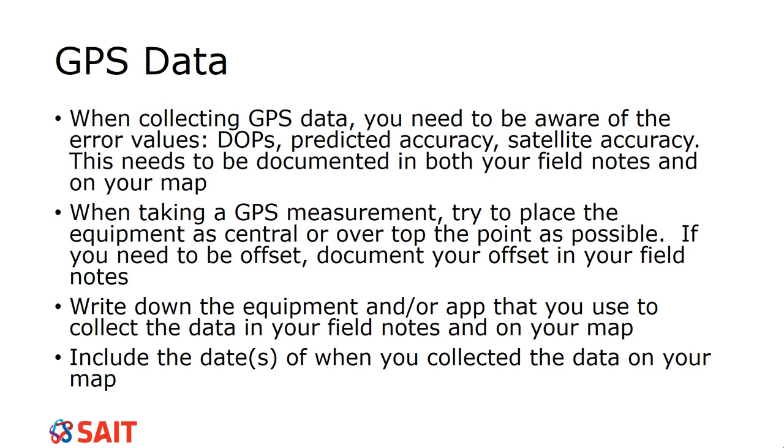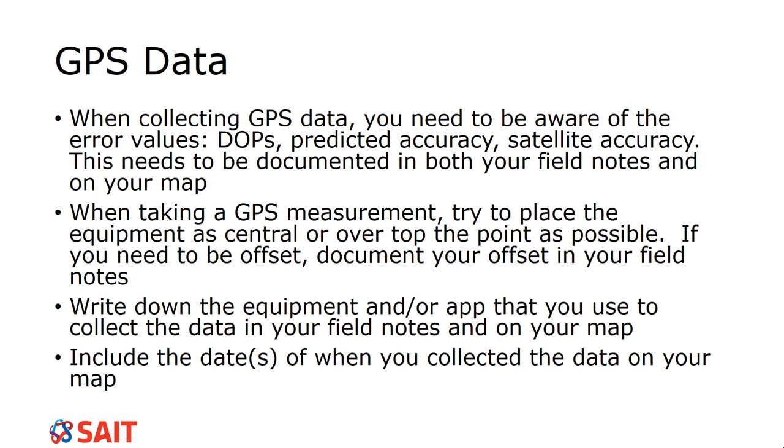And if you need to be offset, so you can't actually get to it, such as a tree, it's really hard to get into the center of a tree, you can use a measuring tape and measure out in a certain direction, maybe towards the sidewalk. Then you can document that I offset 5 meters because the tree wouldn't let me see satellites at that point. Those are a few little tips that will help you when you're collecting data.